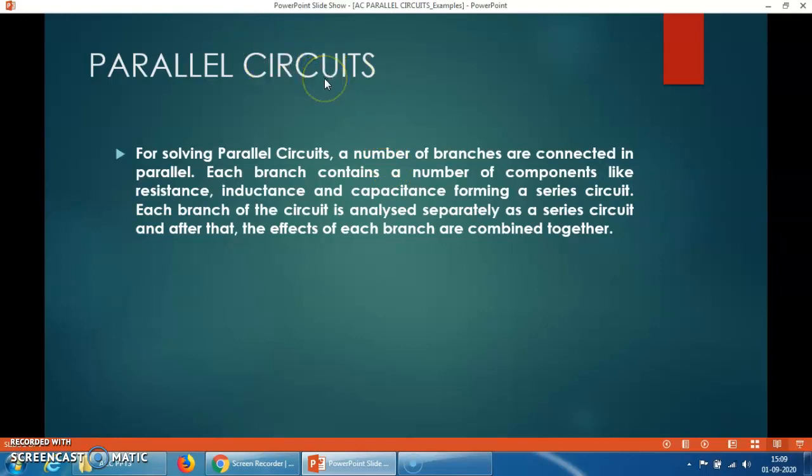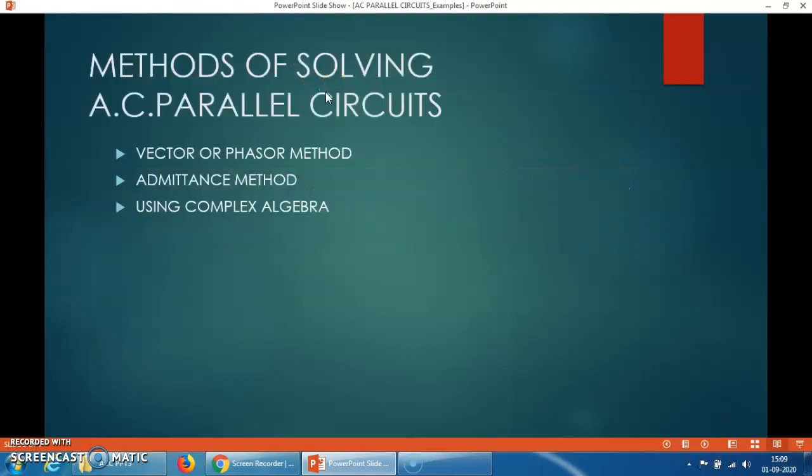Now in a parallel circuit we can employ three methods to solve any circuit: the vector or phasor method, the admittance method, or the complex algebra method. You can employ any one of these methods to solve any AC parallel circuit. Now today let's discuss the admittance method to solve the AC parallel circuit, with various types of examples.